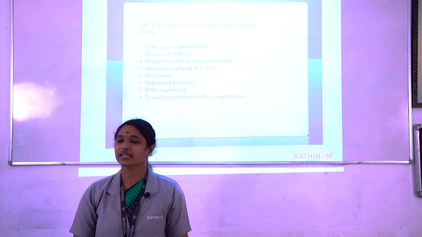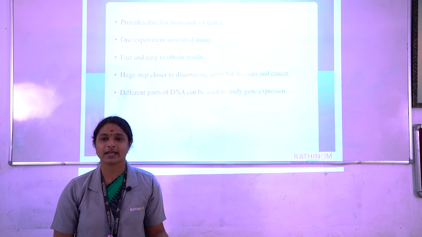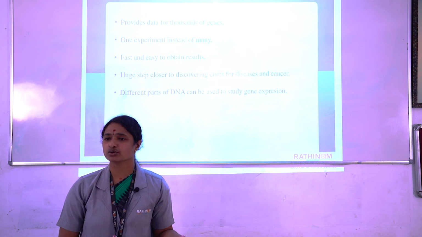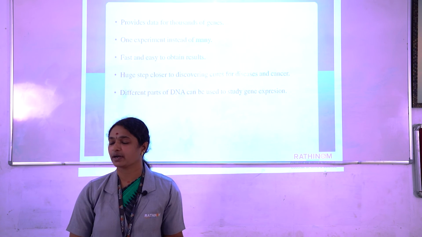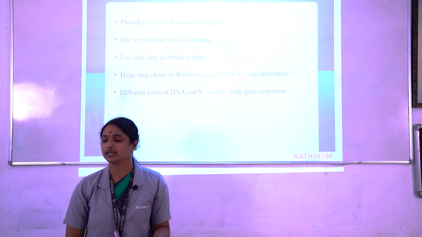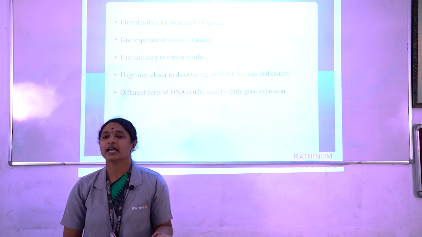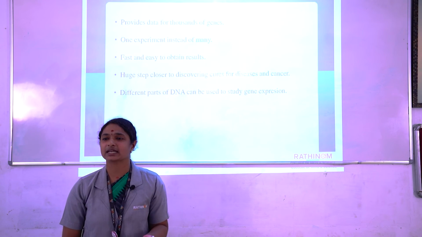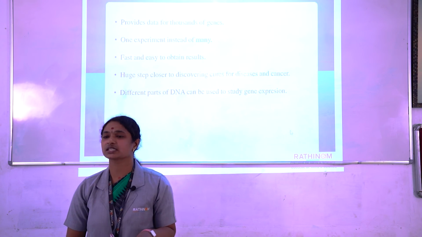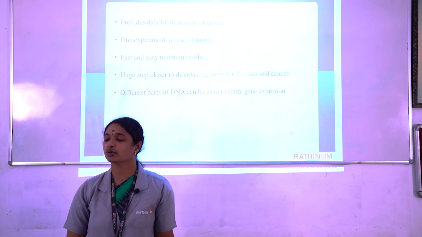What are the applications, advantages and disadvantages? In which field are we mainly applying this DNA chip technique? It will provide thousands of genes from a single experiment. So we can also consolidate the experiment with only one tape. It will be very fast and easy to find the results, and huge steps can be taken because closeness to the disease can be easily calculated with the help of this DNA chip technique. Different parts of DNA can also be used for the study of gene expression. That is also an important advantage. So different parts of DNA can be utilized in this technique.